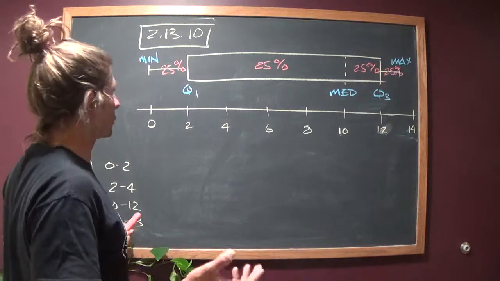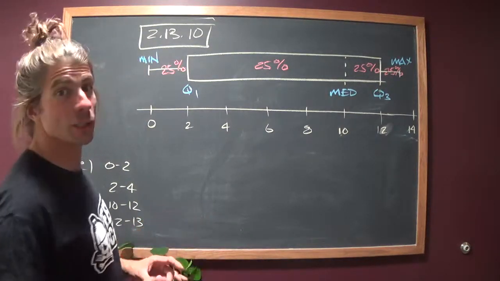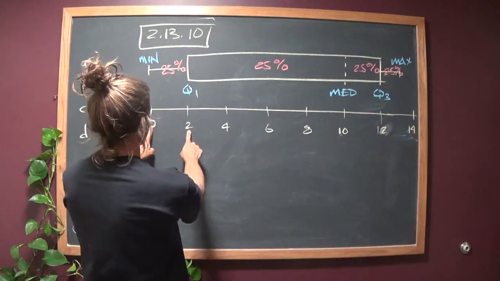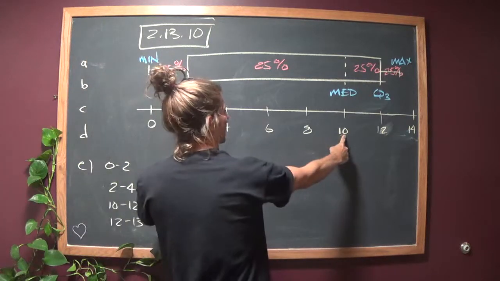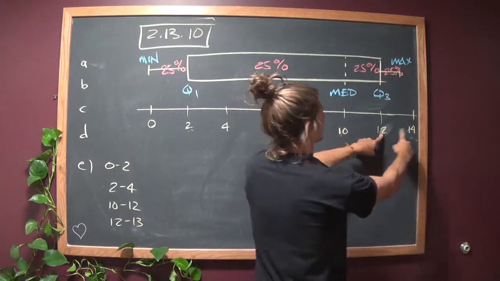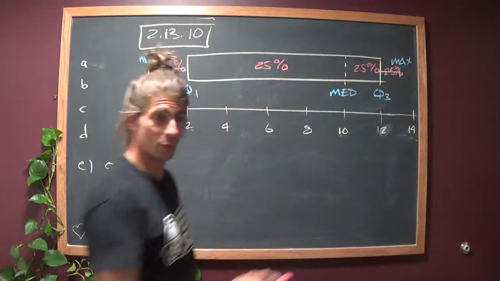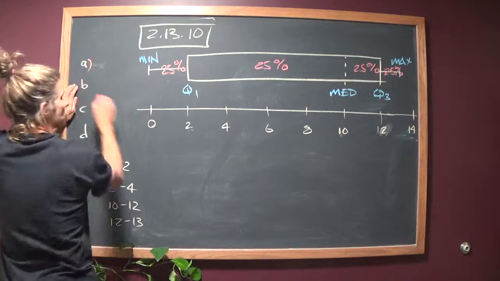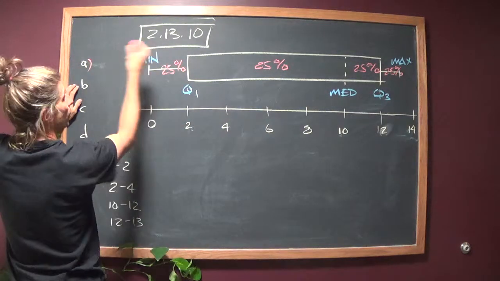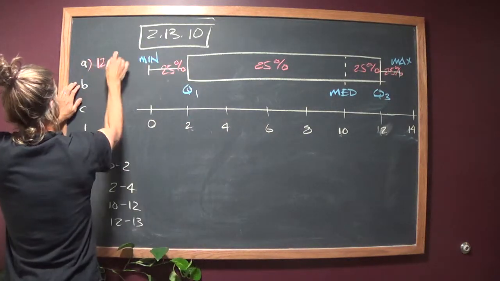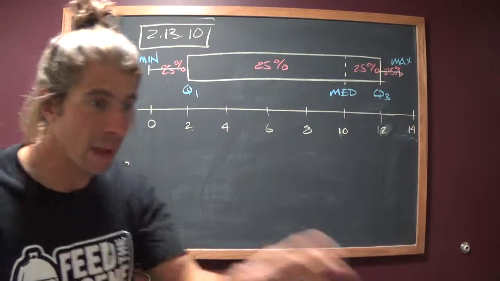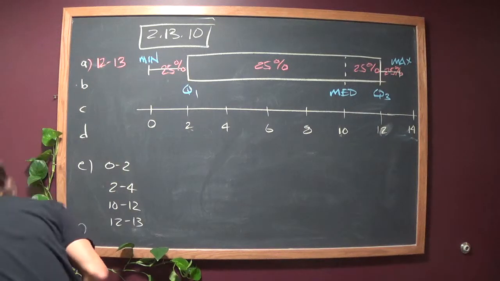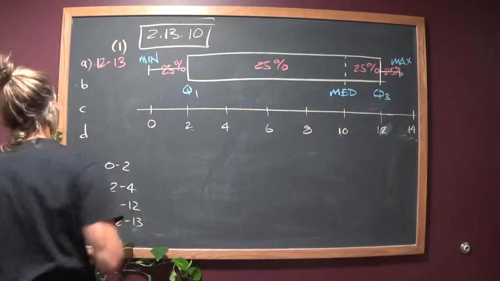Okay, so all we've got to do is figure out how wide each data range is. So for the 25% pieces, these guys are 2 units apart. These guys are 8. These guys are 2. And these guys are 1. So I just answered the question. We just actually answered A and B, didn't we? It's clear that the upper quarter, between 12 and 13, has the least amount of spread, a spread of 1. The range of that would just be 1.